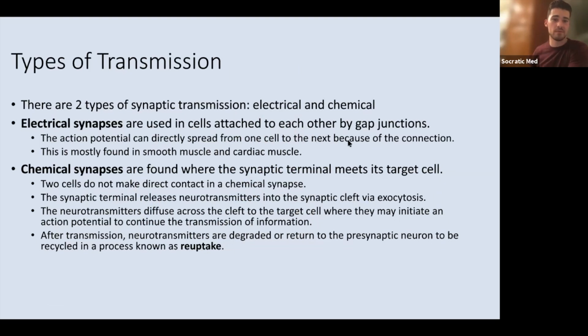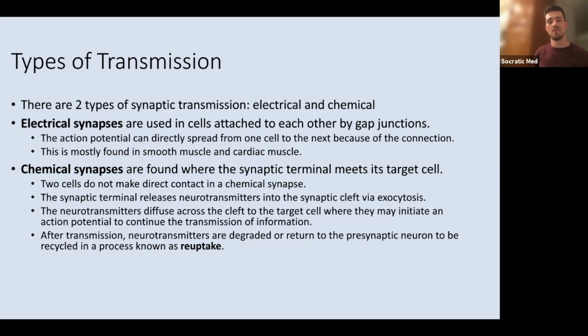So there are two types of synaptic transmission, electrical and chemical. Electrical, it's usually just discussed very quickly and touched upon. It's used in cells that are attached to each other by gap junctions. So these are not really neurons. Neurons don't usually engage in electrical synapses. This is for things like cardiac tissue and smooth muscle cells. They're actually connected, and the cytoplasm of them is connected. So they can communicate very easily and very quickly.